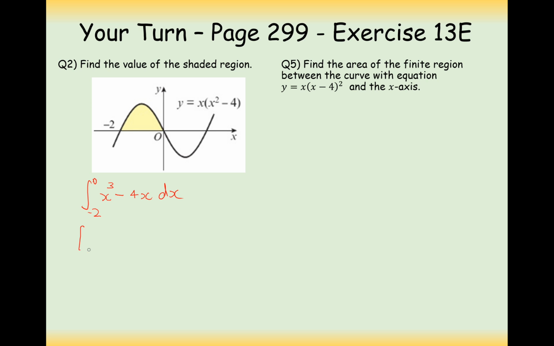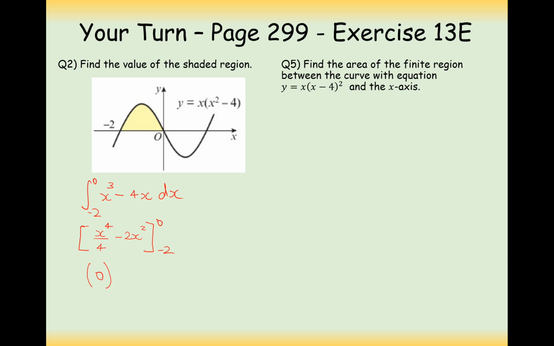So the next thing for us to do is to now integrate in between some square brackets, just like this. So it's going to be x to the 4 over 4 minus 2x squared. So remember, increasing the power by 1, dividing by the new power. And now we're going to substitute in 0 and then take away minus 2 substituted in.